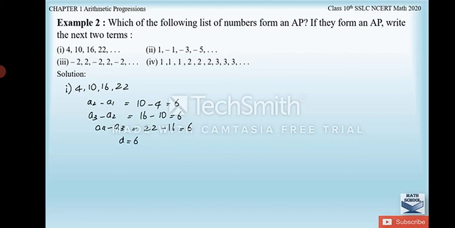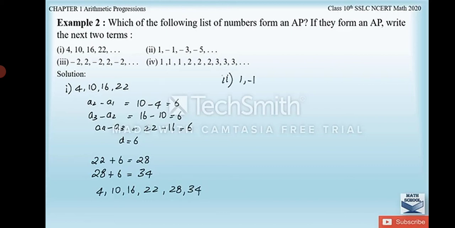Then, if they form an AP, write the next two terms. This is an AP, and the next two terms can be obtained by adding 6 to the last term, that is 22. 22 plus 6 is 28, and 28 plus 6 is 34. So the next two terms are 28 and 34. Therefore, the AP is 4, 10, 16, 22, 28 and 34.